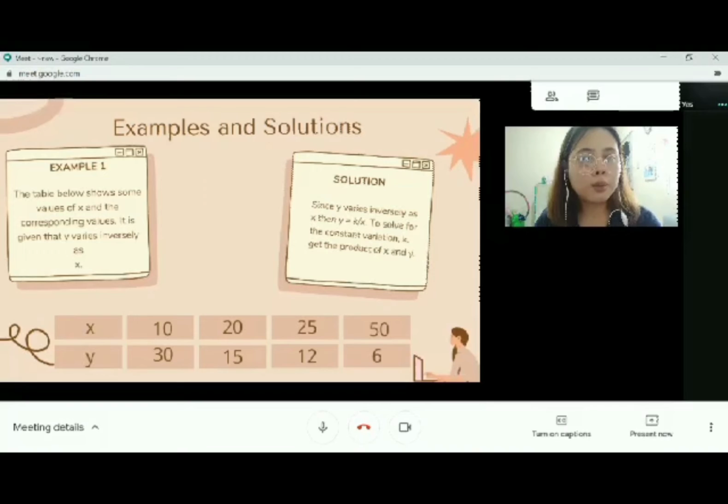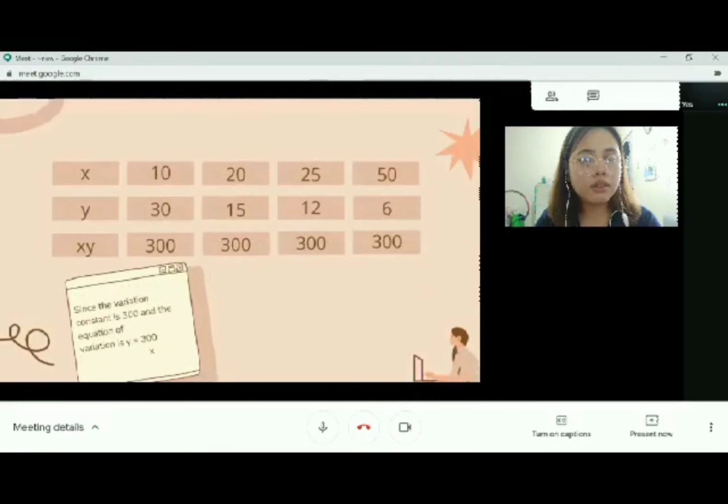Can anyone solve the product of x and y? Me, ma'am. Okay, student number 1, what is the answer? 300, ma'am. How would you know that it is 300? I multiply the x and y to get the constant of variation, which is 300, ma'am. Very good. So let's have the next slide show that the answer is 300.